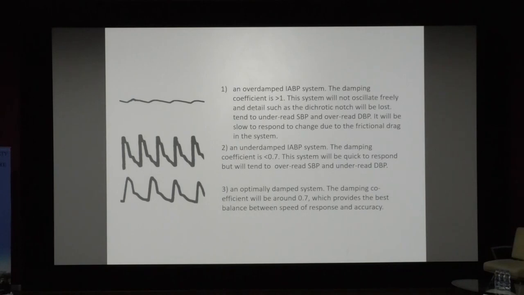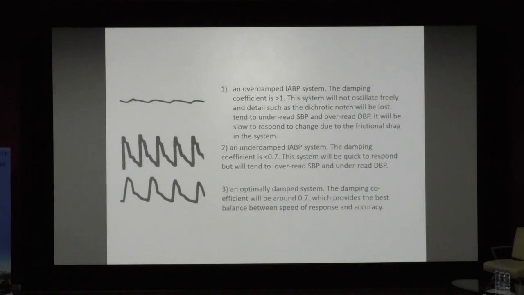Now, this is an overdamped IABP system. Say the damping coefficient is more than 1. This system will not oscillate freely, and details such as the dicrotic notch are gone. So it tends to underread the systolic BP and overread the diastolic BP. Similarly, an underdamped system, with a damping coefficient of less than 0.7, will be quick to respond, but will tend to overread the SBP and underread the diastolic BP.